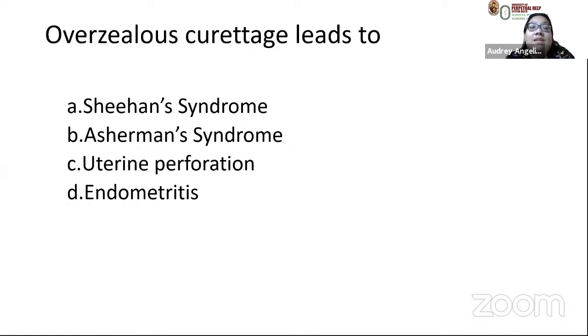John Carl Prado, what does overzealous curettage lead to? Asherman po, Doc. So your Asherman. What is Sheehan's? Hemorrhage po cause nung sa pituitary. Okay. Excessive hemorrhage causing a dysfunction of your pituitary gland. Okay. Of course, your uterine perforation would be the other complication of your curettage, basically because of skeletal elements. And your endometritis, if you do not evacuate properly, and it would lead to infection, your retained products of conception could lead to a possible sequela of your endometritis. Okay?